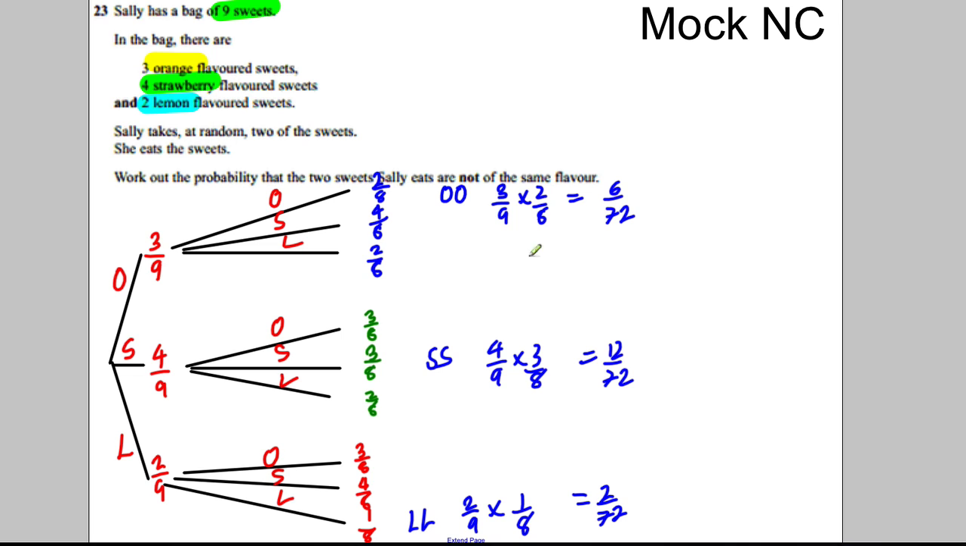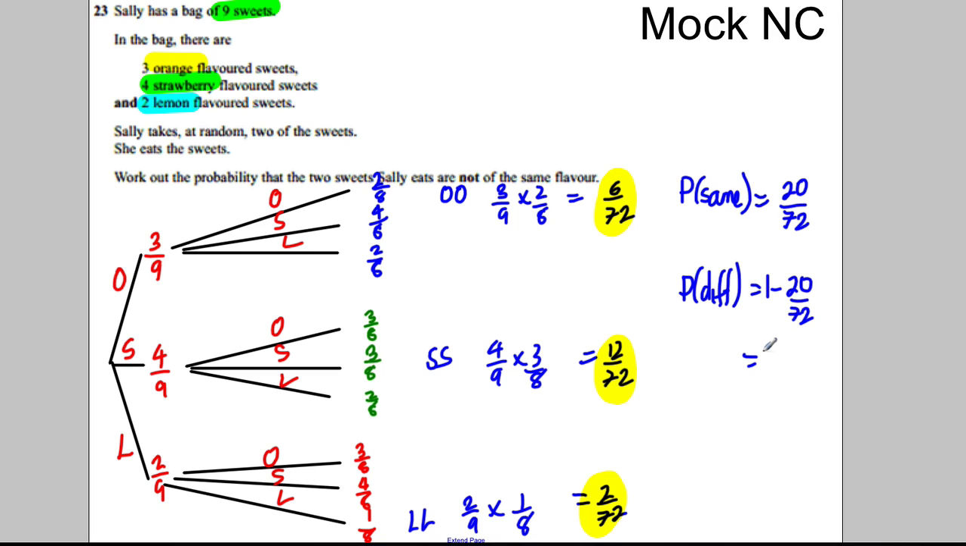Now, the probability that they're the same are these added. So the probability that they are the same is the sum of all these. So 6 add 2 is 8, add 12 is 20 out of 72. So the probability that they are different is 1 subtract 20 out of 72, which is 72 out of 72, take away 20 out of 72, which is clearly 50 out of 72. Oh, sorry, 52 out of 72.